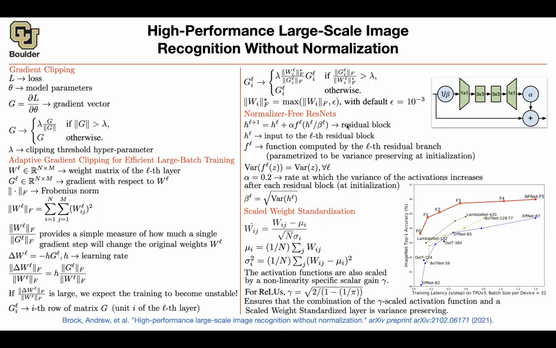And that was not enough. Making the normalizer-free ResNet is not enough. You needed this gradient clipping to actually make your neural network converge. And at the end of the day, this is one of the state-of-the-arts these days when it comes to ImageNet top-line accuracy, and it's in 2021. So if you want to beat a paper, you need to beat this paper in terms of accuracy and in terms of latency. How many images are you processing per second?